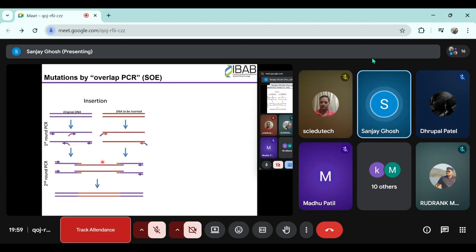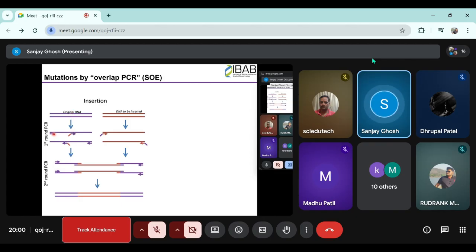We just discussed how to join DNA fragments, but then how this technology can be used to introduce mutation, right? So let's say I want to insert a piece of DNA within this original DNA. So in the first round PCR, again, I have to design primers. Since I want to insert this in the middle, this is how it will look like. I have to design primers where these chimeric primers are complementary to this part and this part, right? And I have to amplify this part of the DNA to be inserted, having chimeric primers which are in the middle of this original DNA.